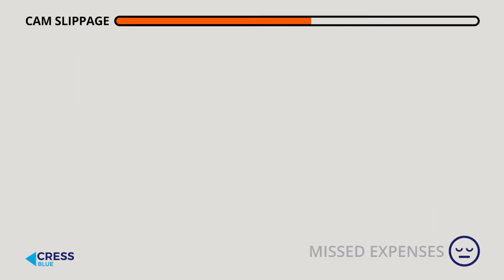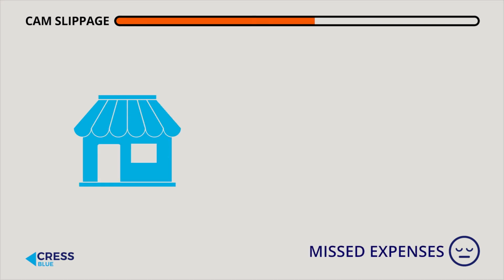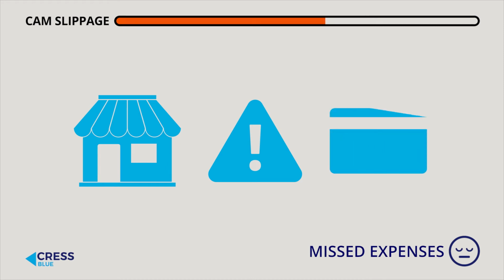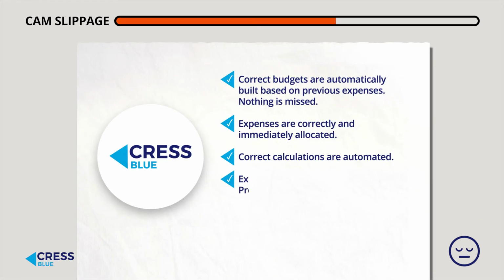Now, let's look at involuntary CAM slippage. Missed expenses. Vendor expenses are often unintentionally missed. One-off expenses are easy to miss in manual spreadsheet-based systems. Credit card receipts typically do not have enough information to identify the items and do not include a service address or a tenant name. These often end up being paid but not recovered.